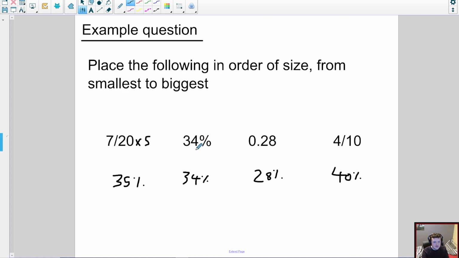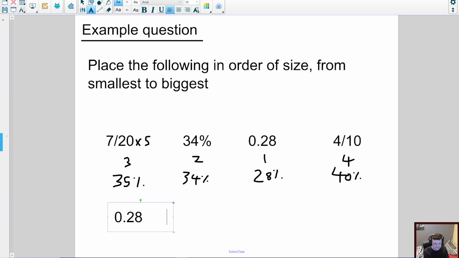Now, put them in order, so I label which one is which. This is number 1, this is going to be number 2, then number 3, then number 4. And so my answer is 0.28. I'm going to type these because my writing is not so good with the mouse. 0.28, 34%. Then it's going to be 7 out of 20. And then it's going to be 4 out of 10. And that will be my answer. So that's, again, the sort of thing that we are looking for. We're looking for our answers to be in the same form that they gave us the questions.